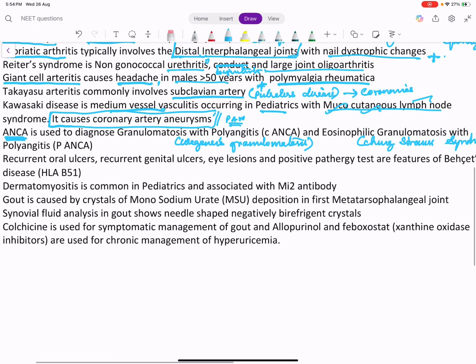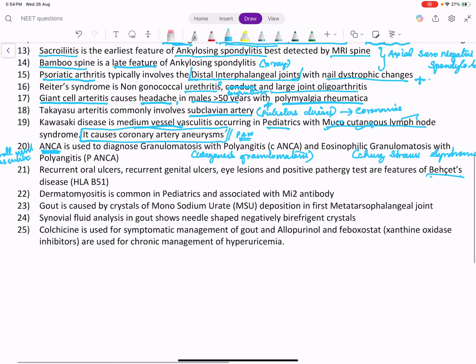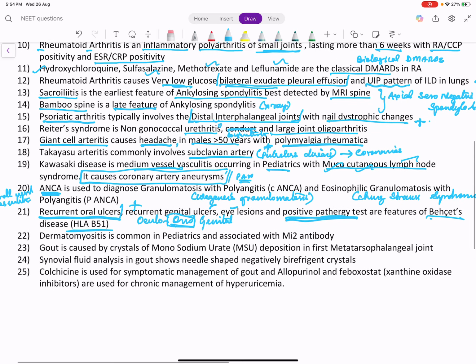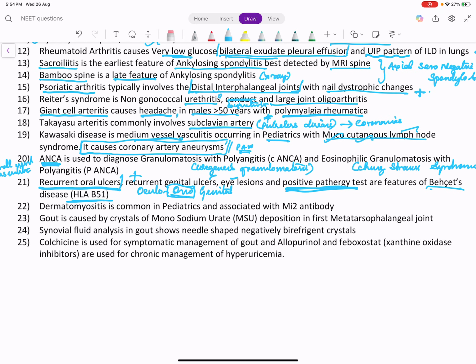Now another type of vasculitis is Behçet's disease. Behçet's disease is a vasculitis also called oculo-orogenital syndrome. The criteria here is there should be recurrent oral ulcers. How recurrent? 3 times in 1 year. So recurrent oral ulcers plus some other features. There may be eye lesions, genital ulcers, and a positive pathergy test. Here HLA-B51 is commonly involved. In ankylosing spondylitis, HLA-B27 is involved.